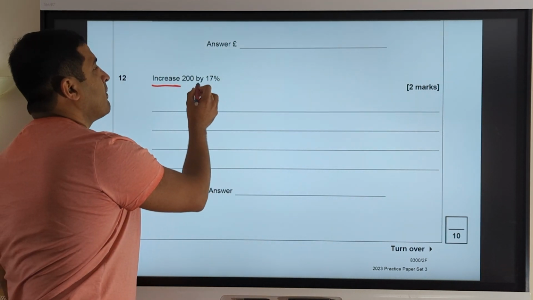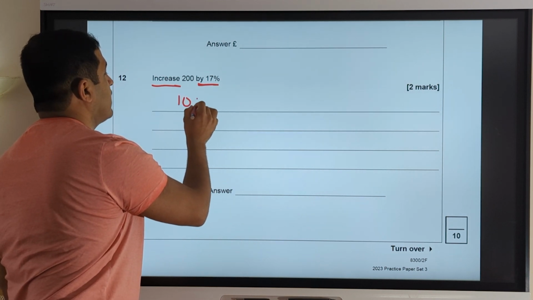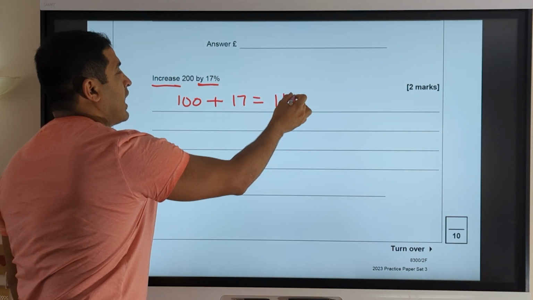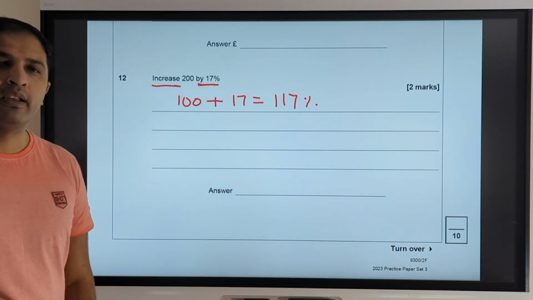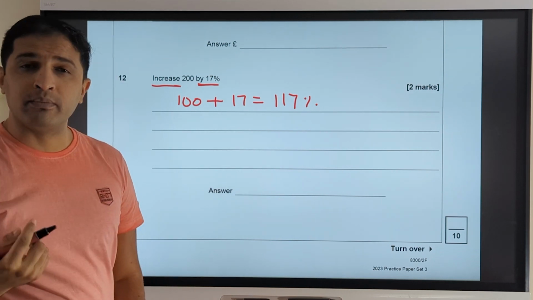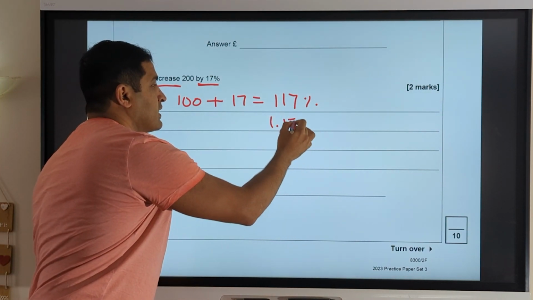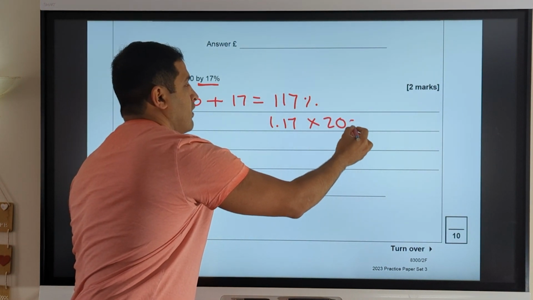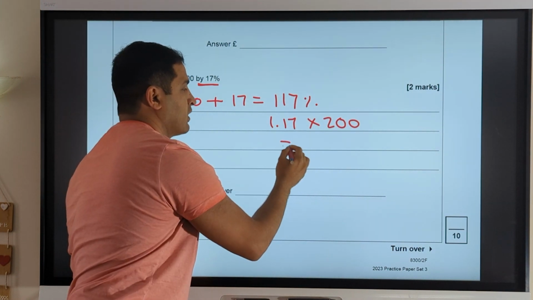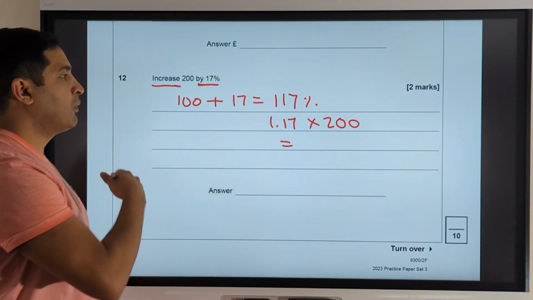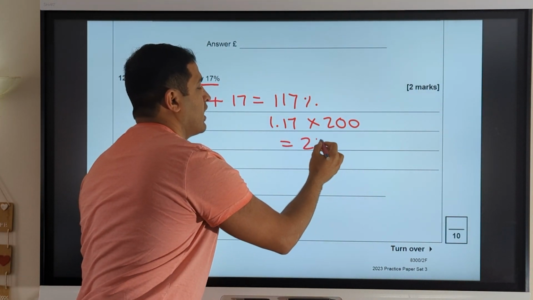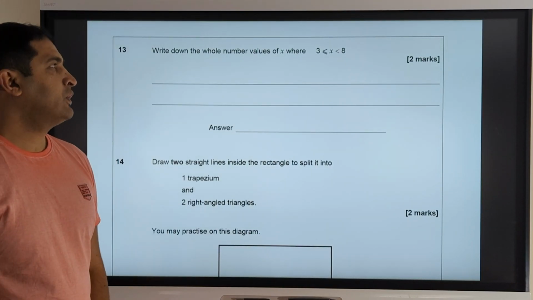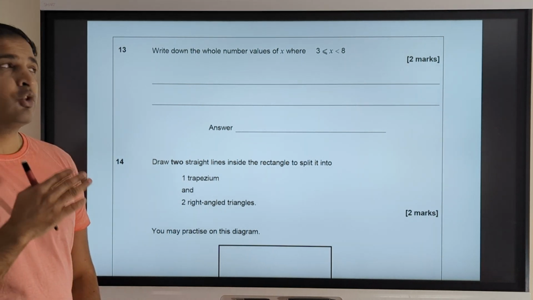So if you're increasing it by 17%, so you started with 100%, which is your 200, plus 17. So you're trying to work out 117%. 117% as a decimal would be 1.17. Multiply that 200 by 1.17. So 1.17 times 200 gives you the increased. What would it be increased to? Which is £234.